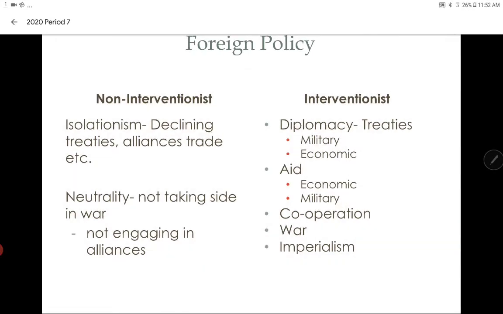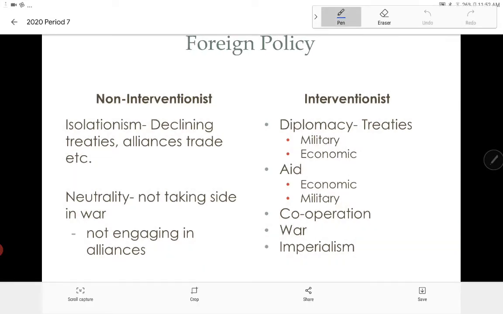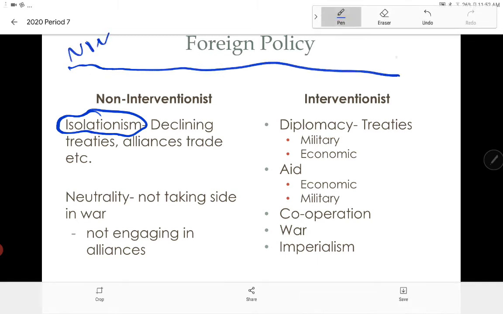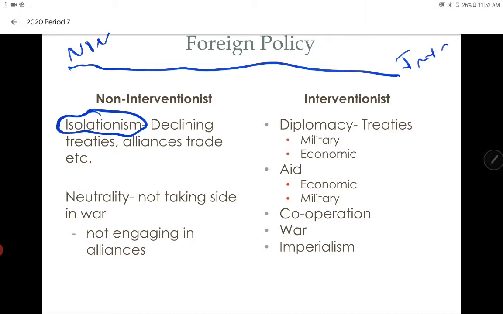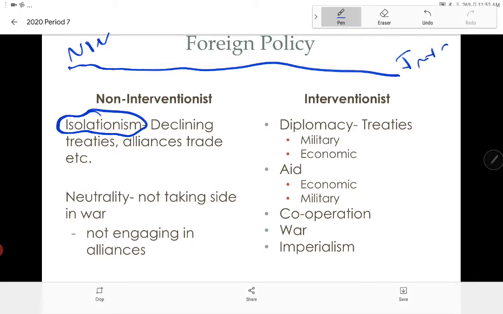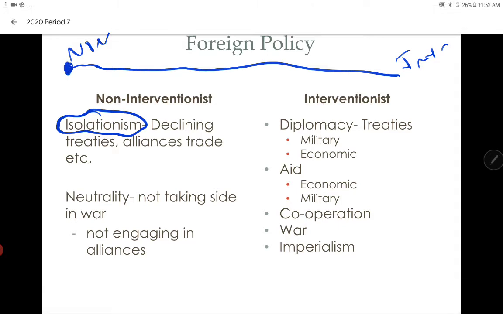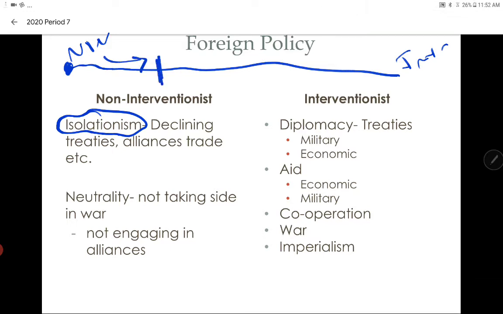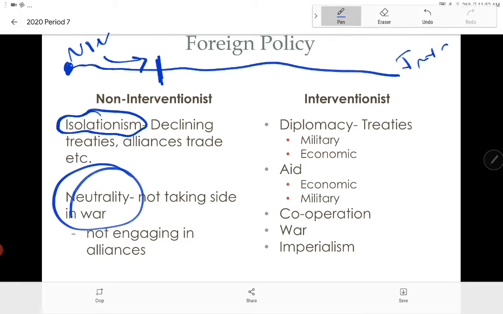So, one thing to look at when we're looking at all this foreign policy stuff is our definitions. If we were to have one extreme from non-intervention, meaning not being involved in the world, to extreme interventionism, which is getting involved in the world, isolationism would be at one end of the spectrum. That means you're not engaging with the world in any sort of way. You are declining treaties, alliances, even trade agreements. And as we move up, you can have neutrality. Neutrality means you're not taking sides in a war.